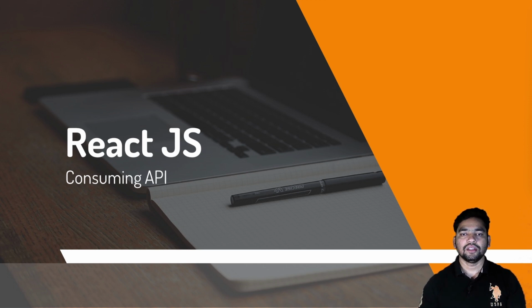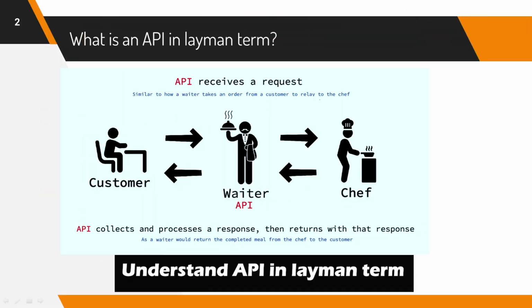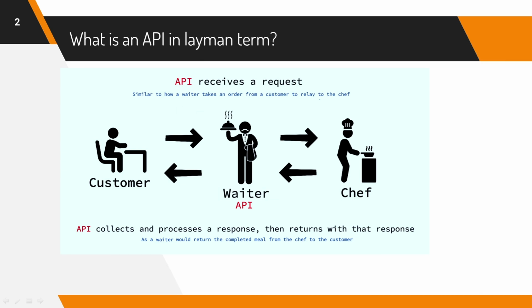In a nutshell, it's what allows a user to receive data from a remote application without having direct access to the application itself. What is an API in layman's terms? Imagine you are at a restaurant and you want to order food. You are the customer and you don't know how to cook, so you rely on the chef to prepare the food for you. However, you don't have direct access to the chef. Instead, you place the order with the waiter.